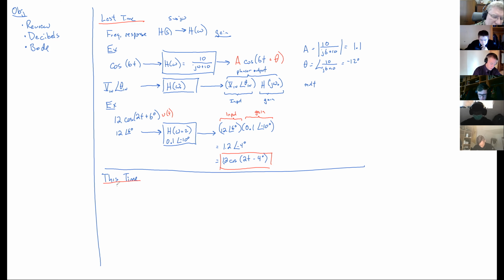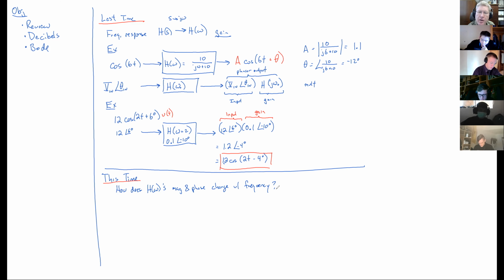It answers the question of how H of omega, it's complex, right? So we could say its magnitude and phase are sort of two different questions. How does it change with frequency?